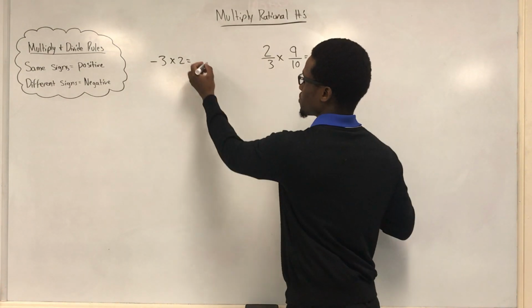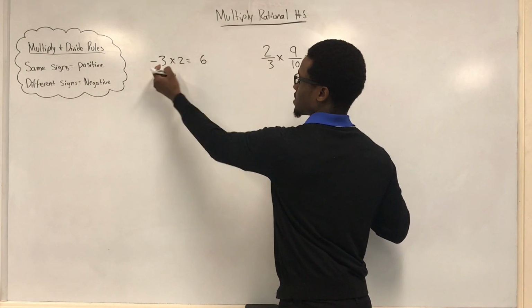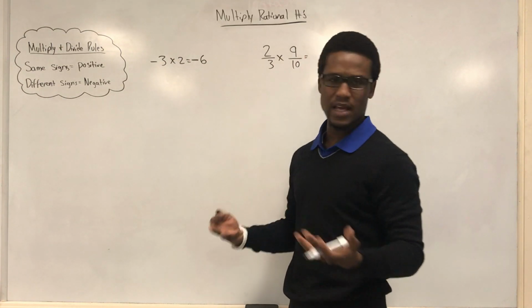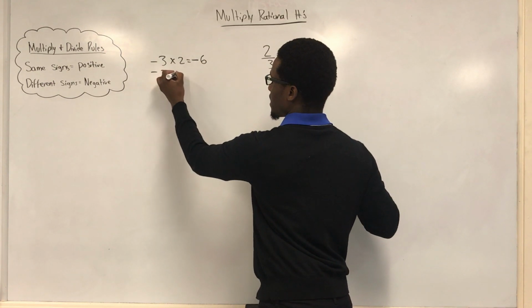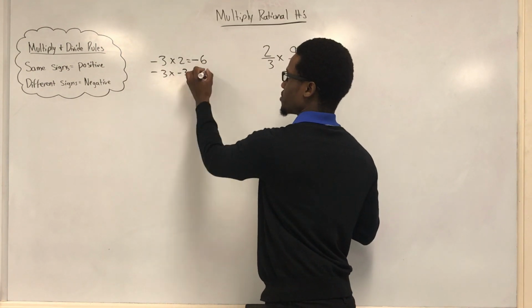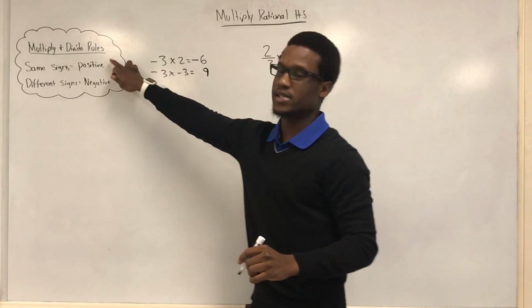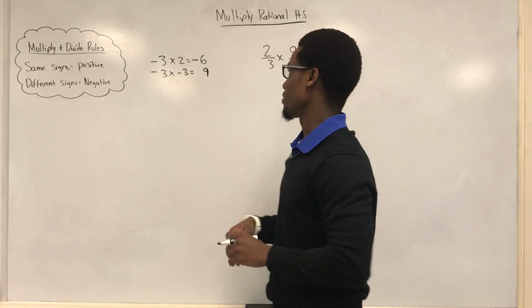They're different. So my answer is going to be 3 times 2, which is 6. Since signs are different, I'll have a negative answer. Now, once again, negative 3 times negative 3. So 3 times 3 is 9, but since signs are the same, I'll have a positive number.